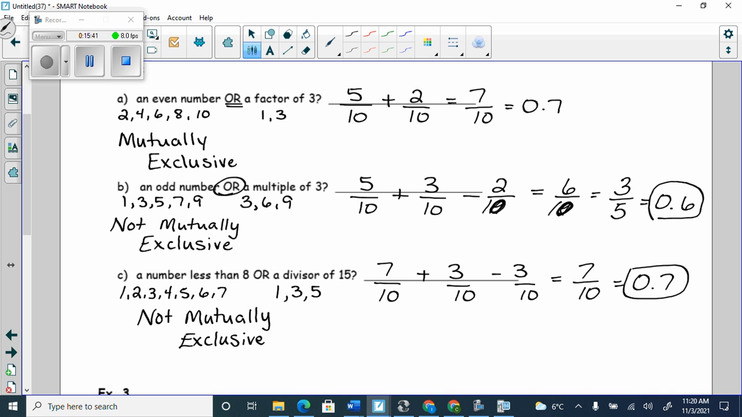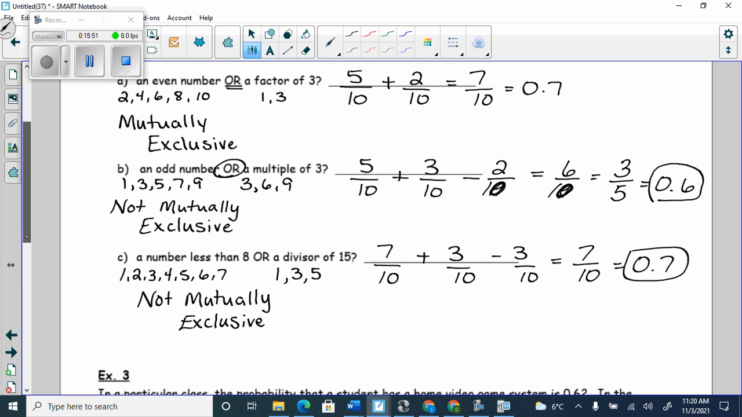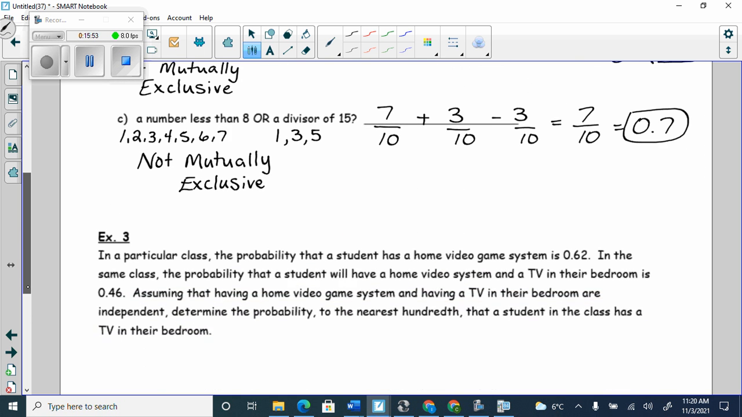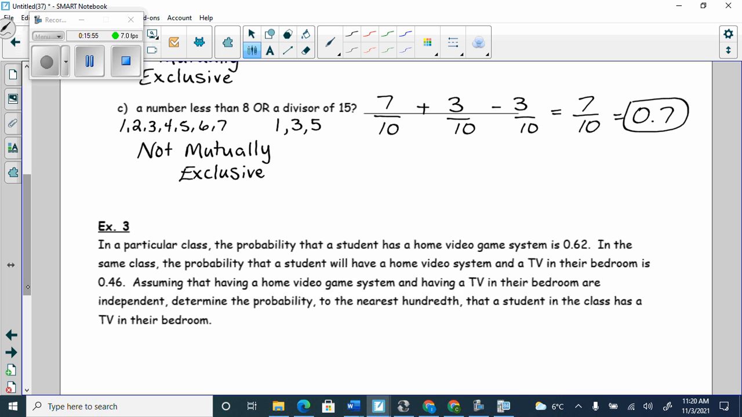And the reason why you subtract is they're already counted in the first one, right? So if we count them again in the second, we're counting them twice. Does that make sense? So we take it off once to get rid of the double up. But if there's no double up, we don't have to take it off. You try out example 3.